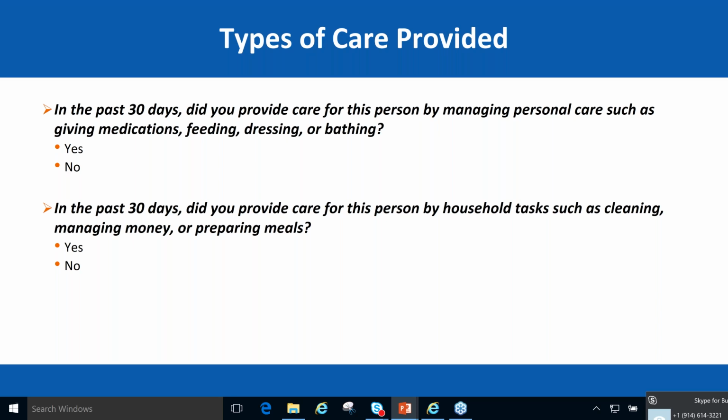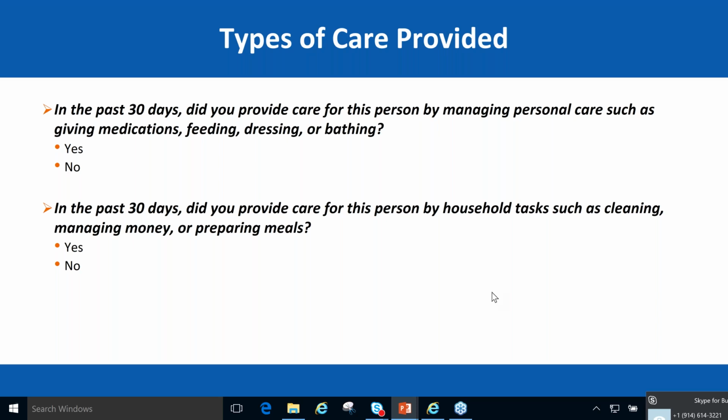And the second question is, in the past 30 days, did you provide care for this person by helping with household tasks such as managing money, giving medications, or preparing meals? So each of those is a yes-no response. So caregivers could say yes to both, yes to either one, or no to both of them.